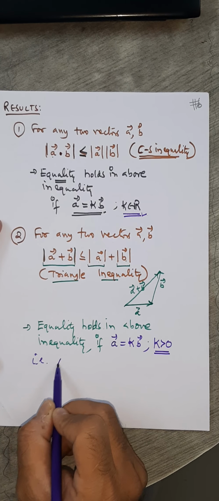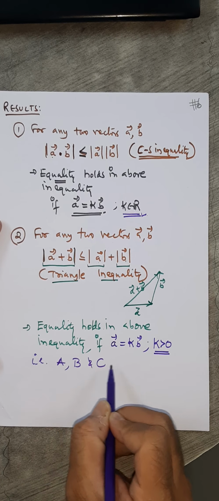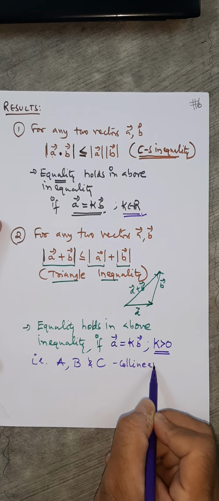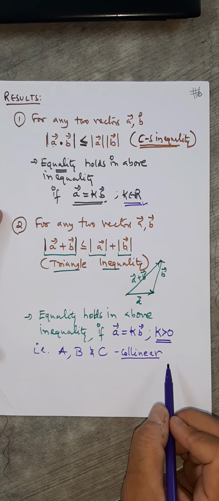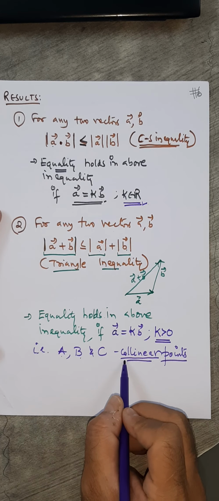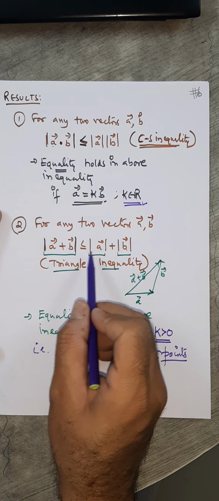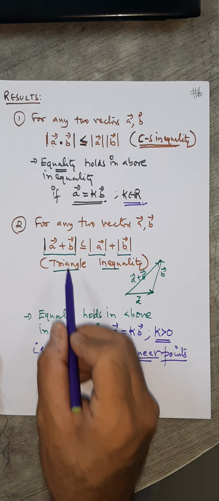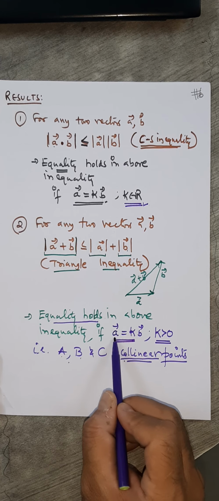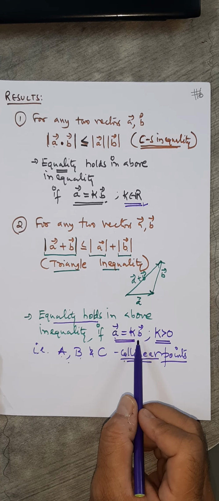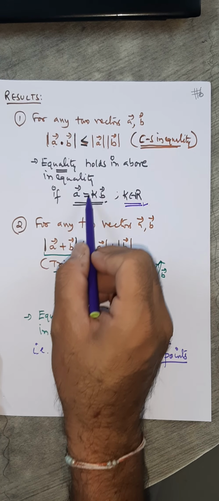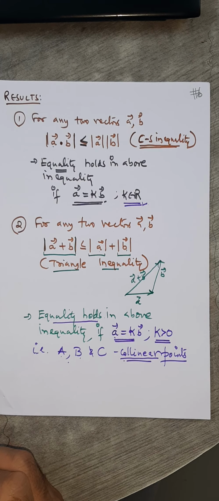That means these three points A, B and C should be collinear. They must fall on the same line. If these 3 points A, B and C are collinear, then you have equality in the above triangle inequality. This is always true, but equality holds if the points are collinear, which is the same as one vector being a positive multiple of the other one. And in Cauchy-Schwarz inequality, you have equality when one is a multiple of the other, maybe positive multiple or negative multiple.